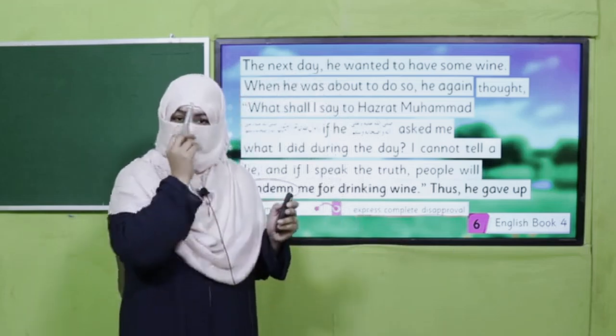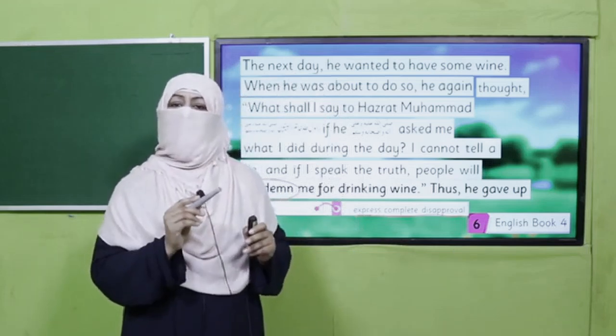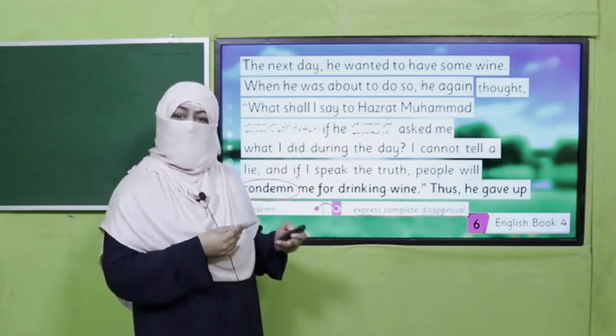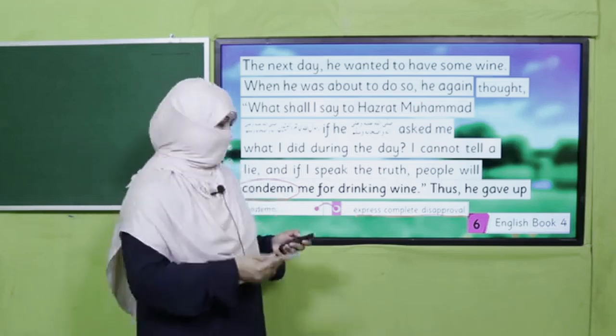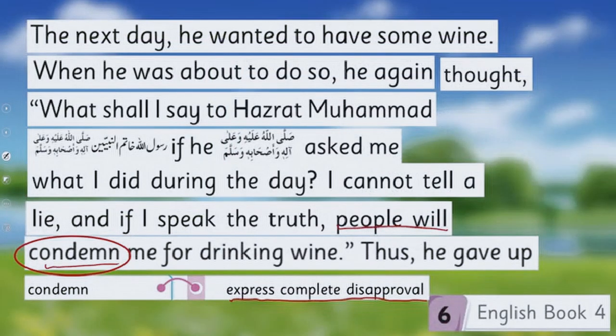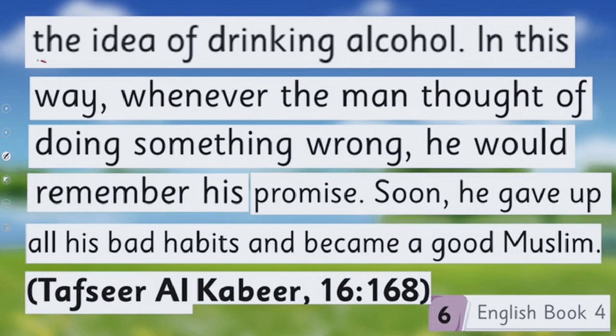All right, so this is how, my children, whenever you find a difficult word, you can pause reading, you can use a dictionary, and after understanding, we'll start reading further. All right, so he said people will condemn, means disapprove, me for drinking wine. Thus, he gave up the idea of drinking alcohol.